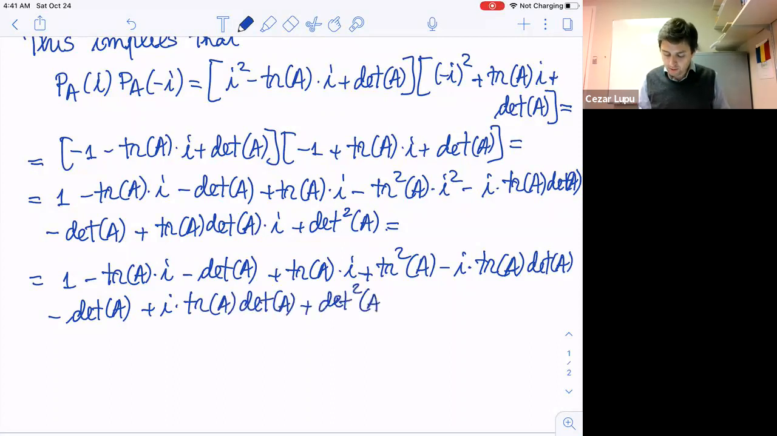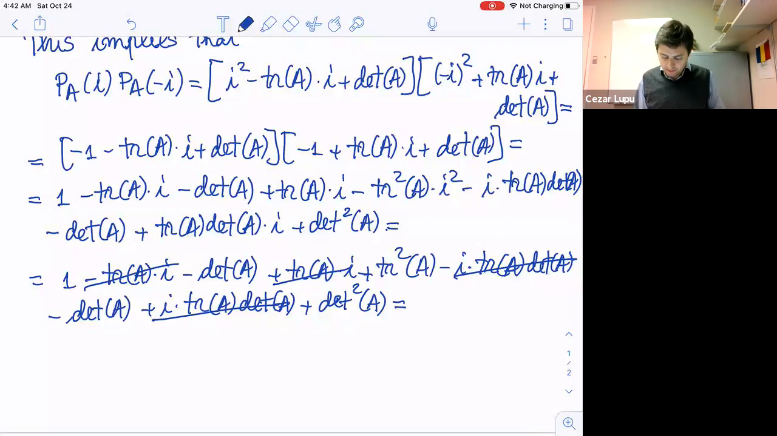Anyway, we know what the determinant is, but now let's get rid of some terms here, and we can actually get rid of some of them. Look at this guy and this guy. This guy and this guy will just go away. And now let's see, what do we have here? We'll also have the trace. We'll also have the determinant.